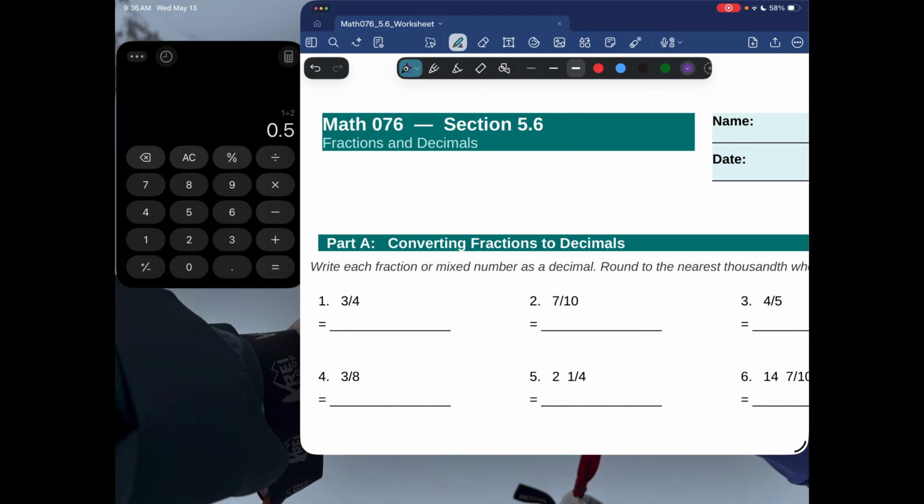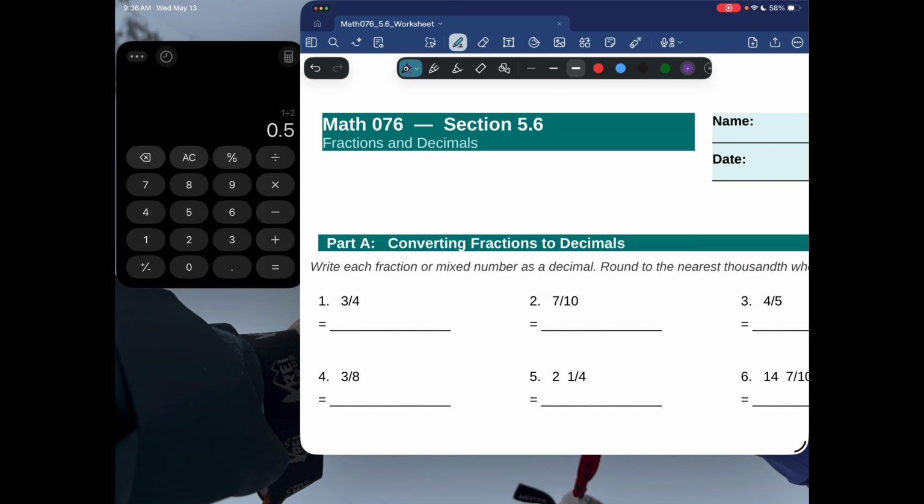Welcome to Math 76, Chapter 5.6. We're talking about going from fractions to decimals and decimals to fractions, both ways. Let's start with the easy one, converting fractions into decimals. We're going to use a calculator. I have the calculator app open because it's just going to make our lives easier.